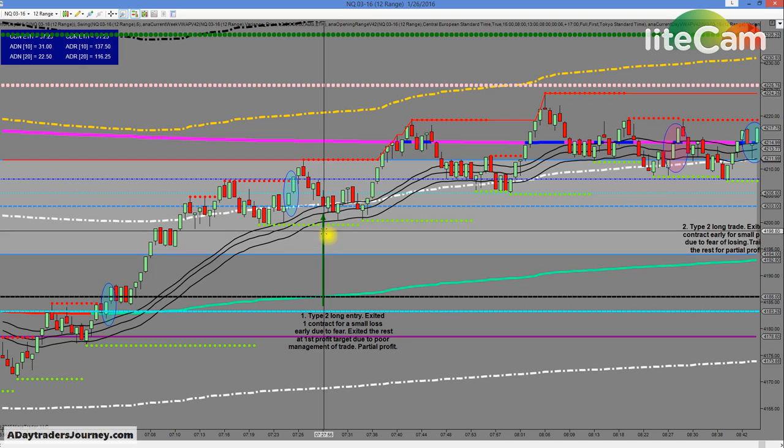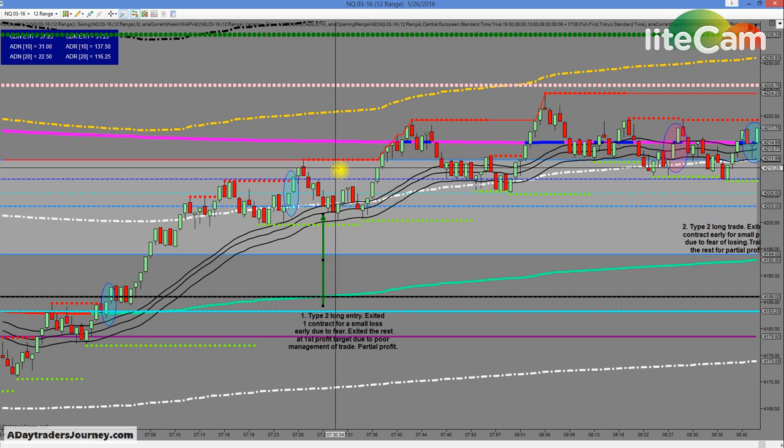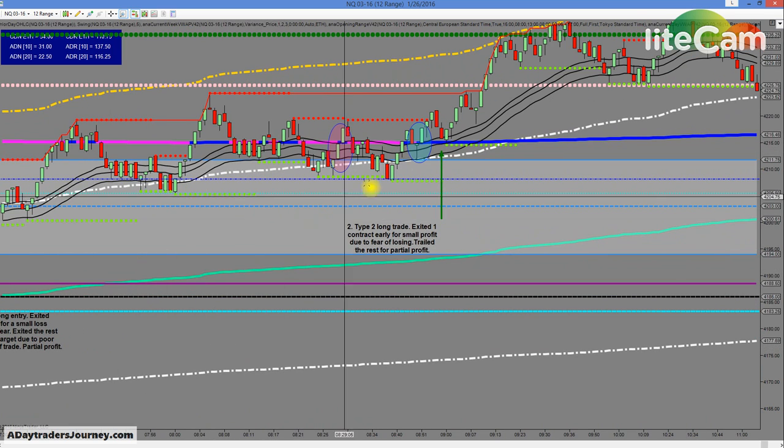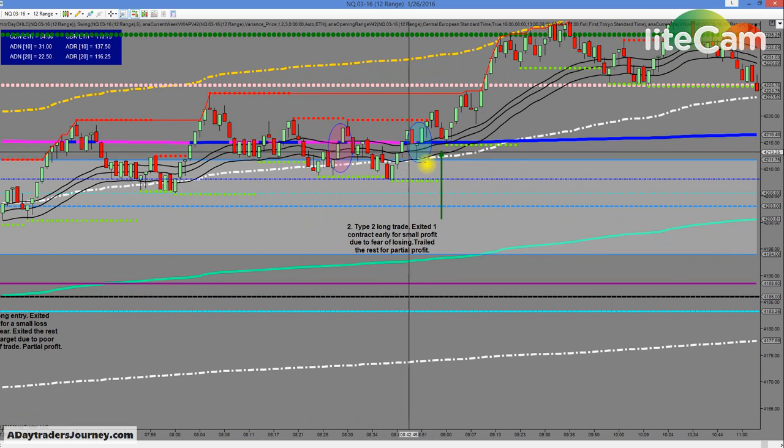This green arrow denotes where I actually got into the trade on the actual bar. I actually took the trade here on this bar as price pulled back. Then the next trade is here. Next positive trade that I took was here. This green arrow shows where I got in.